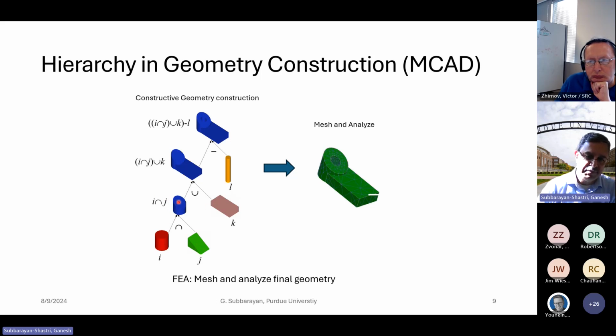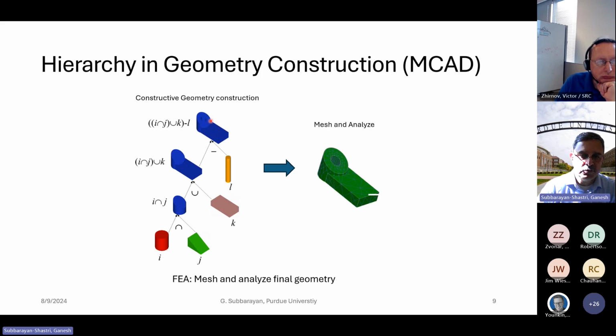So for instance, this piece here is the intersection between the cylinder and this wedge. That gives me this piece here. Then I union it with this rectangle to get this piece here. And then I subtract this whole region here to get the final geometry. And this is typically the process. There's usually a history tree, and this is called the constructive solid geometry procedure.